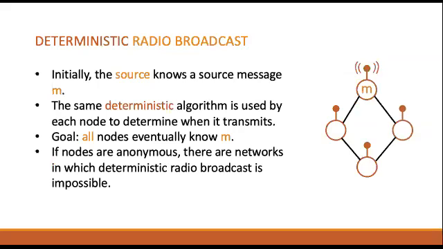Deterministic radio broadcast means the algorithm used by nodes to determine when to transmit is deterministic. If the nodes have no identifiers, there are networks, for example, a 4-cycle, in which deterministic radio broadcast is impossible. When the source transmits the message M, both neighbors of the source receive the message. In each subsequent slot, they both transmit or neither transmits, since they are performing the same algorithm and they have the same history. In either case, the remaining node does not receive the message.